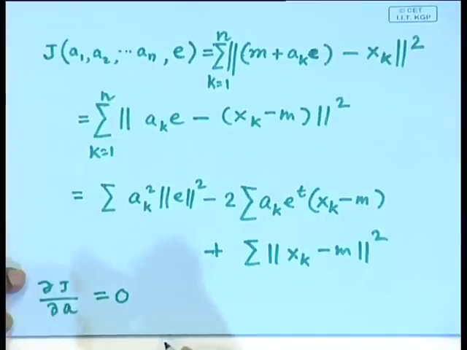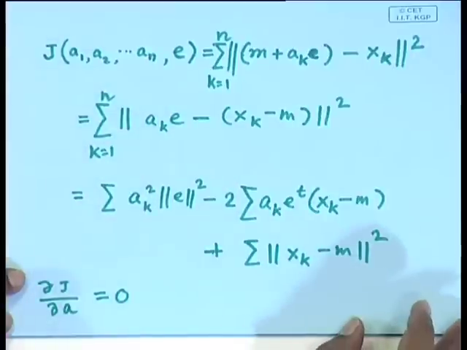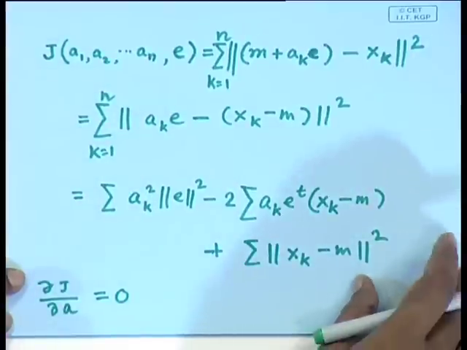And by solving this, I get the values of the different a's. That comes later. I said I will go stage by stage. Initially, I am saying that we assume the direction of the line to be fixed. Let us not try to handle everything together.